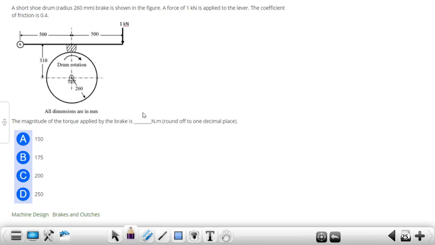So the next question, the drum radius is given as 260 mm and the brake is shown in the figure. A force of 1 kilonewton is applied to the lever and the coefficient of friction is 0.4. We have to find the magnitude of torque applied by the brake. This is actually a 2-mark question and we have to solve it.